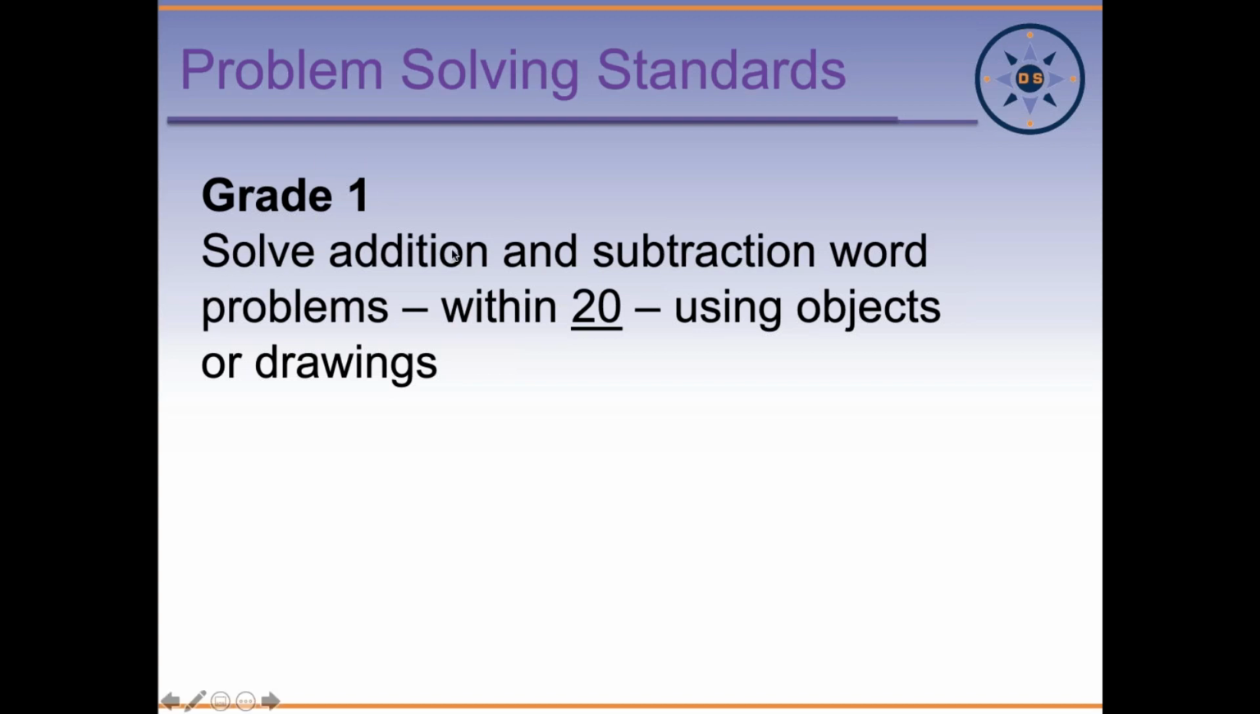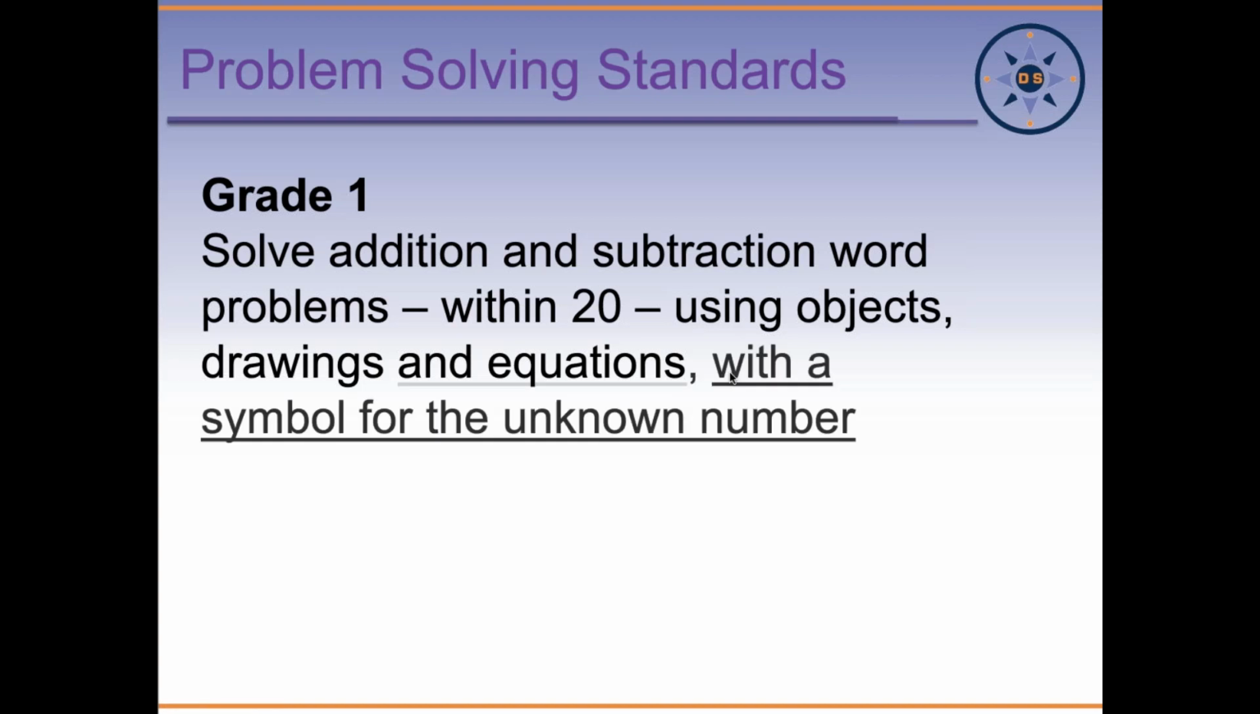So for grade 1, it says solve addition and subtraction word problems within 20 using objects or drawings. Okay, so they don't have to do equations, I don't think. They don't have to write numbers yet, but according to this, they don't have to write an equation. And it's just within 20, and it's just addition and subtraction. So they have to use objects and drawings and equations. So the kids in first grade have to learn how to do an equation with a symbol for the unknown. So they have to learn how to write an equation.